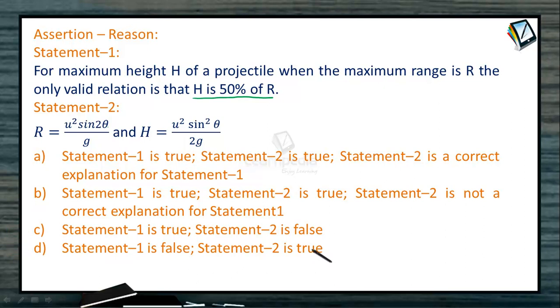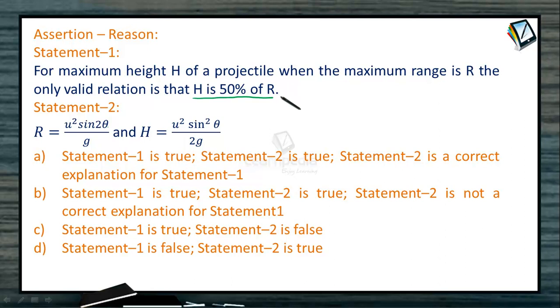In these type of questions, we have to see the statements one by one. So first statement we will take. Statement 1. For maximum height H of a projectile, when the maximum range is R, the only valid relation is H is 50% of R. So first we need to check this. Then we have to see the second statement. Check whether the first statement is true or not, check whether the second statement is true or not. Then we have to relate them.